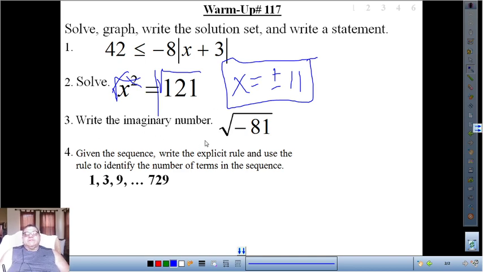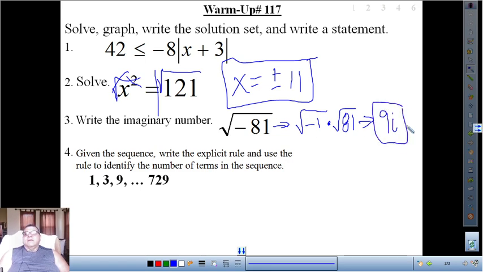It says write the imaginary number. So let's rewrite this first. This is square root of negative 1 times square root of 81. So what is square root of 81? 9. And what is square root of negative 1? i. There you go.